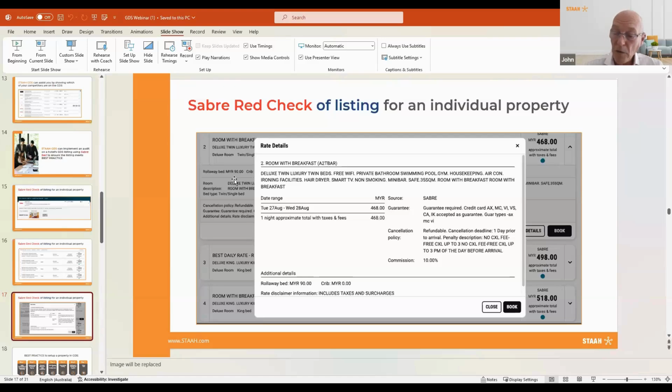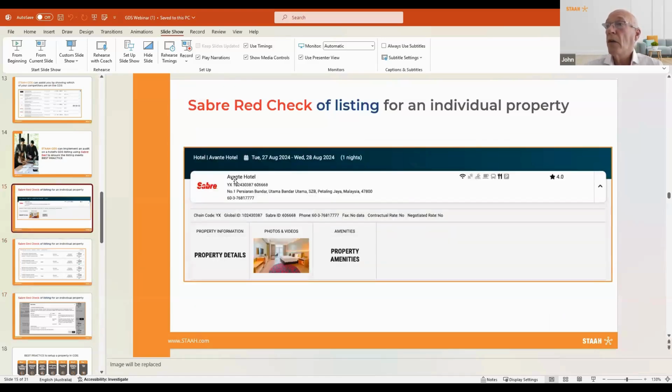If we go back just a step or two, you can see here that there is a photo on display. When the travel agent goes into the room details, they can see more photos, videos of that particular room type.